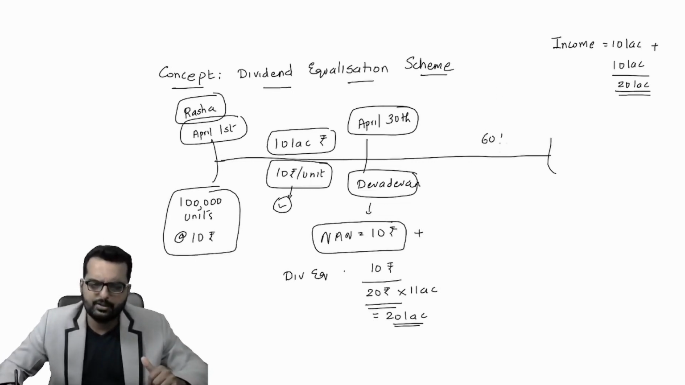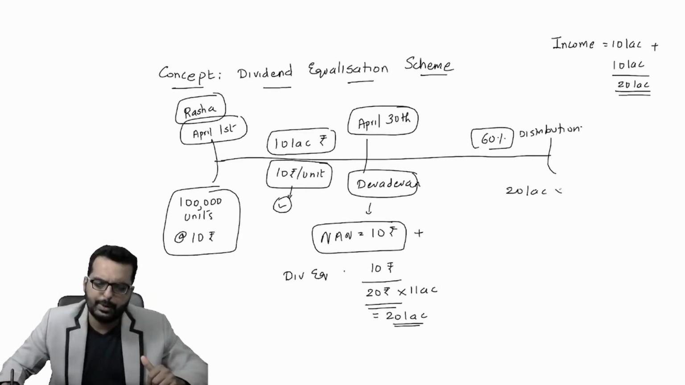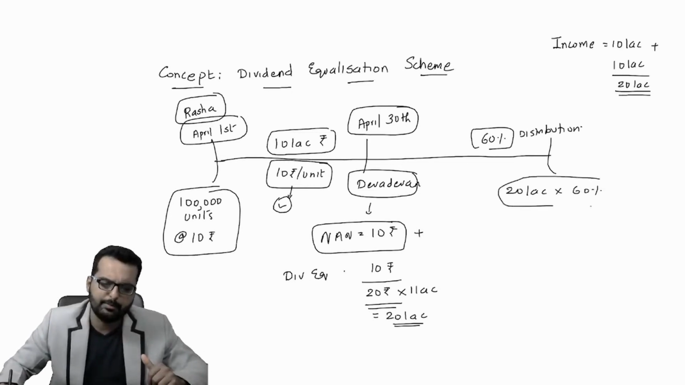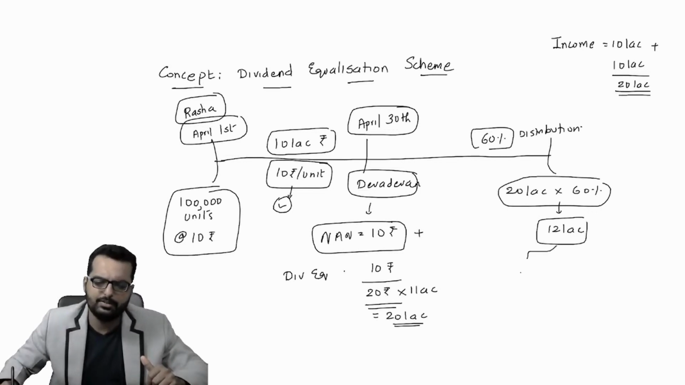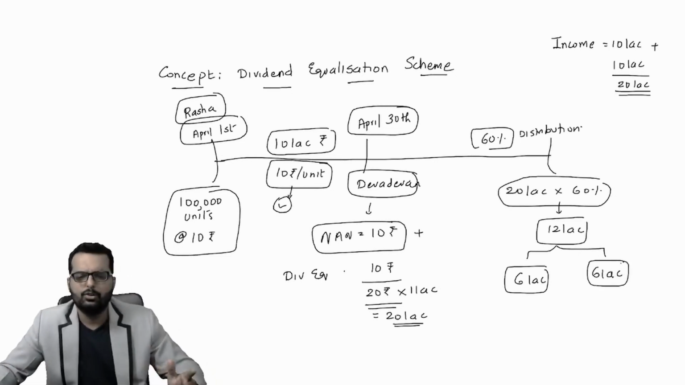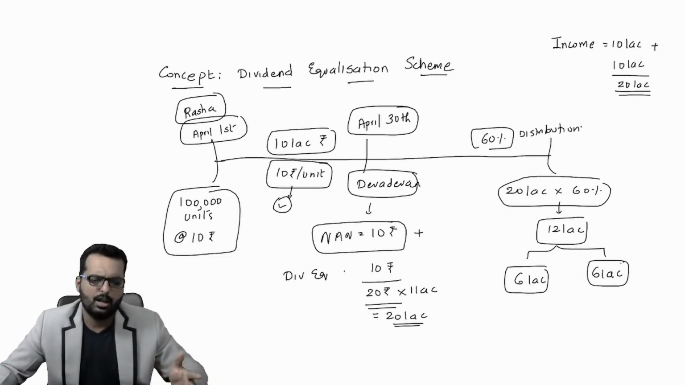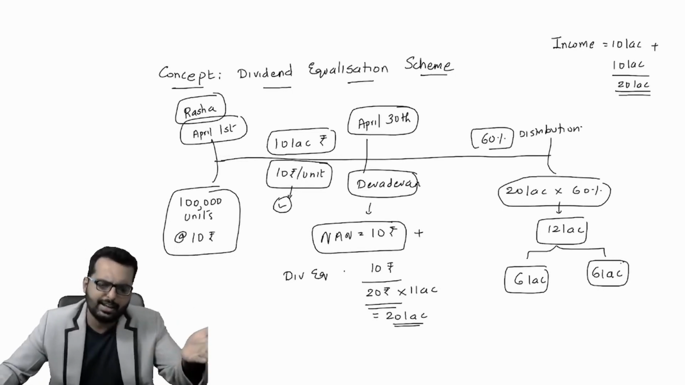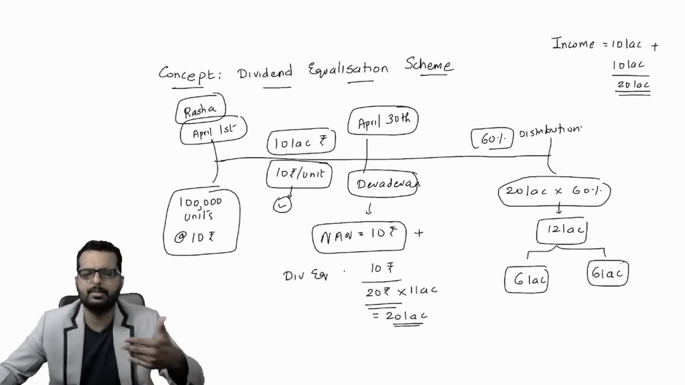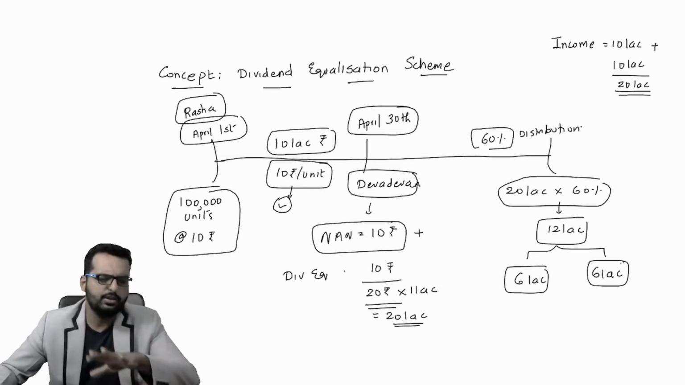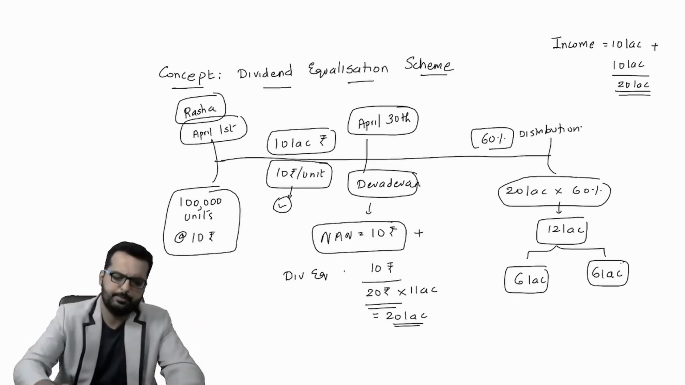Suppose they distribute 60%, that will be 20 lakh into 60%. How much is that? 12 lakh. This 12 lakh will be distributed. 6 lakh will go to Russia and another 6 lakhs will go to Devadevan. So both are happy in this case because Russia has got 60% of 10 lakhs. Devadevan has also got 60% of 10 lakhs. Can you draw this chart in your books now?